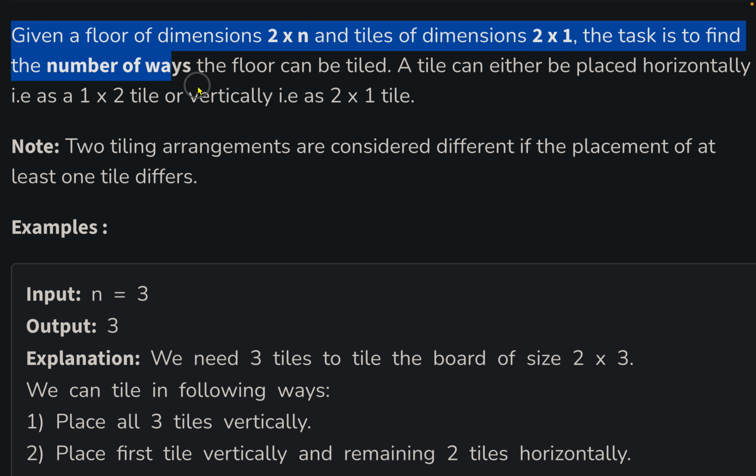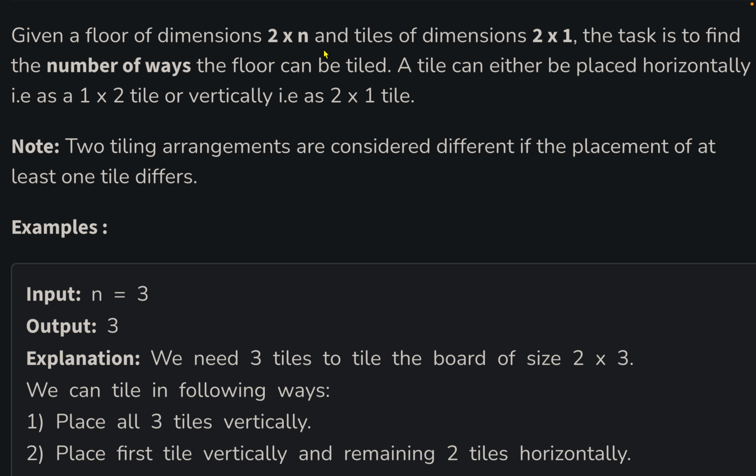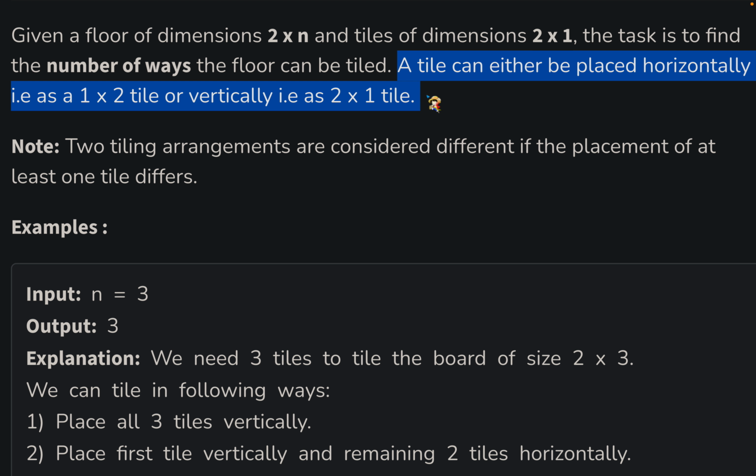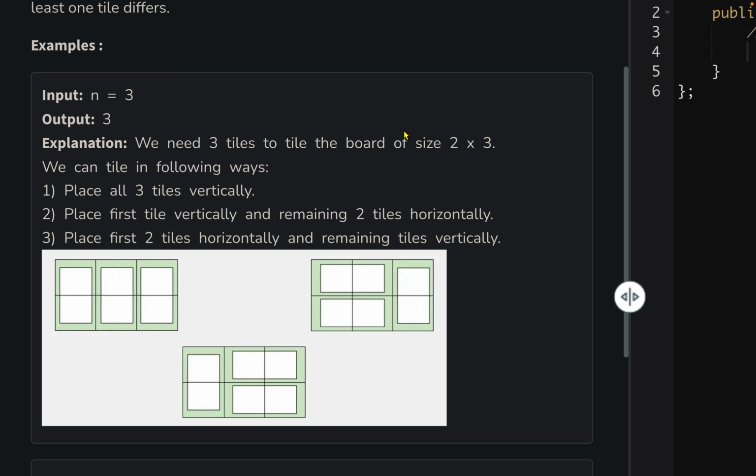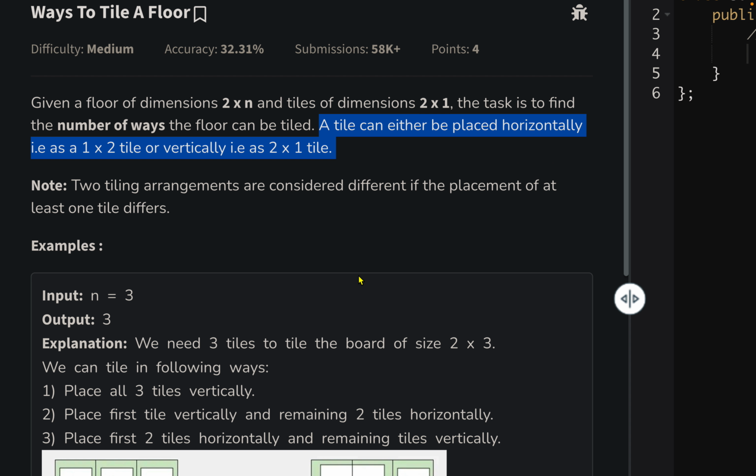It says, given a floor of dimension 2 cross n and tiles of dimension 2 cross 1, the task is to find the number of ways the floor can be tiled. A tile can either be placed horizontally, that is a 1 cross 2 tile, or vertically, 2 cross 1. So either you can take vertically or you can take horizontally in such a way.